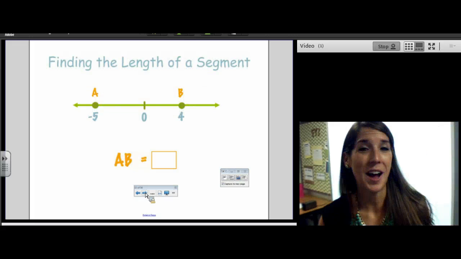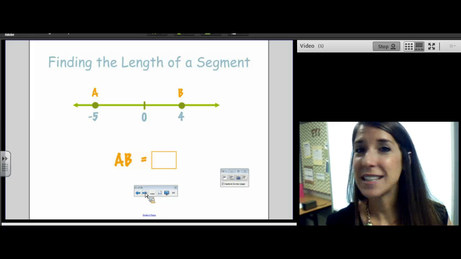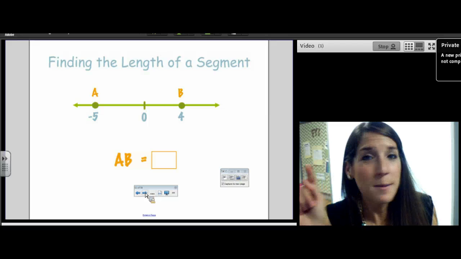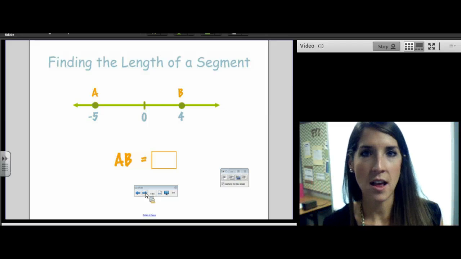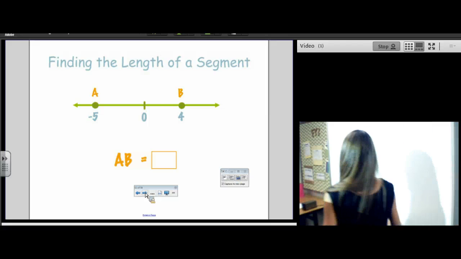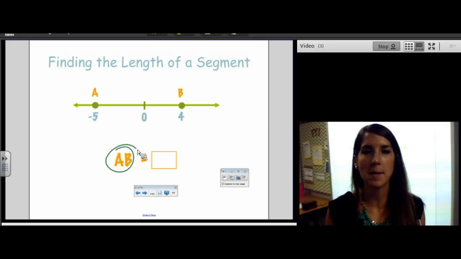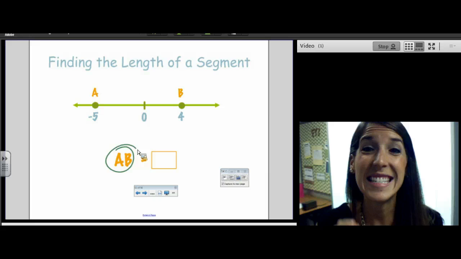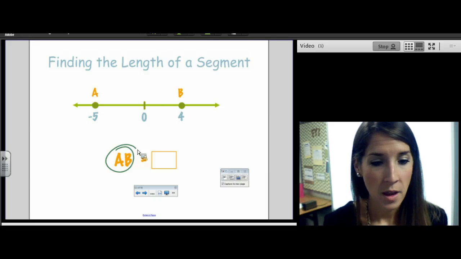So first we're going to talk about how you would find the length of a segment on a number line. We're not talking about counting spaces with your finger. We're talking about mathematically calculating the distance from A to B on a number line. Remember, this means AB with nothing on top of it. It doesn't mean segment AB. It means you find the distance from A to B, the length of AB.